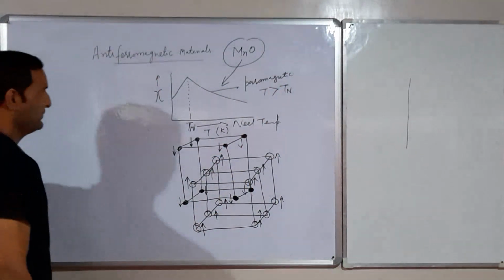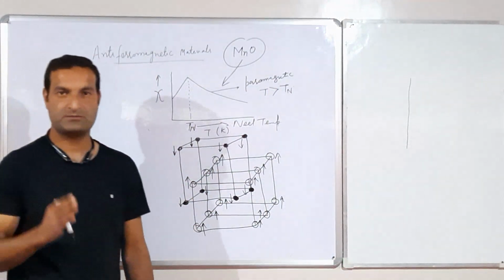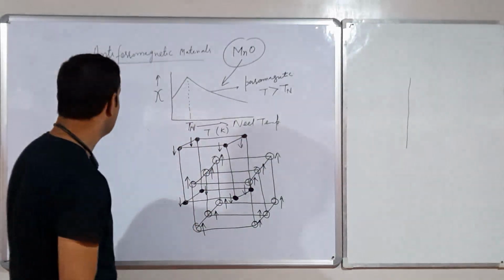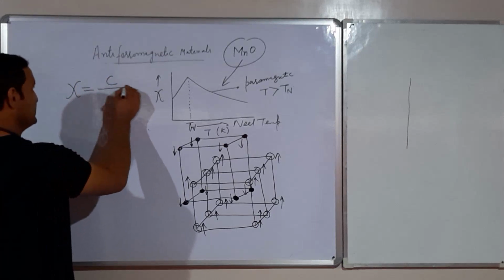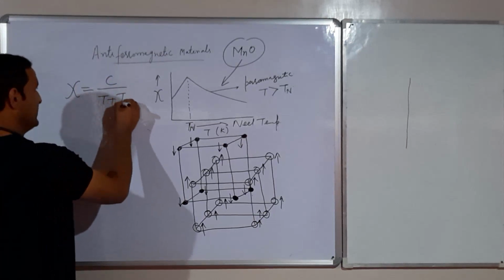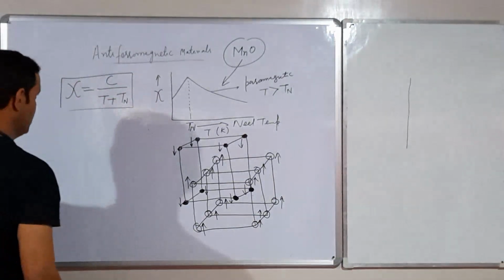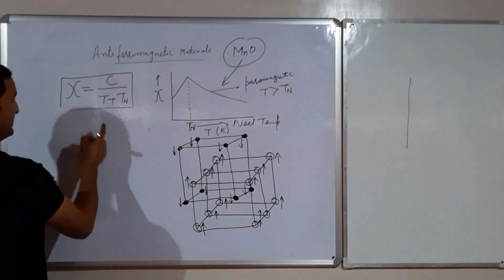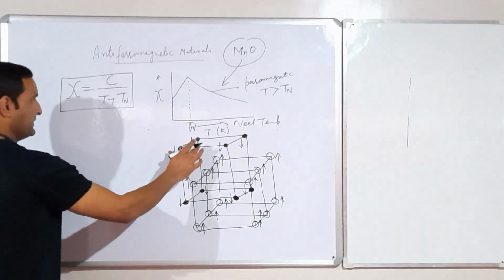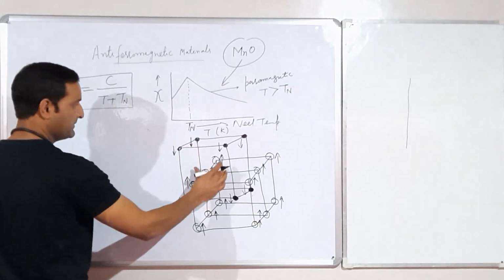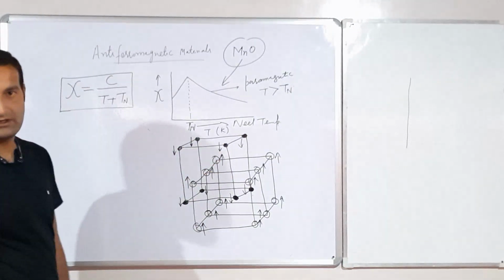Now we can calculate the magnetic susceptibility chi for these antiferromagnetic materials. That is, we have to derive chi equal to C upon T plus Tn, this relation. For doing this, we can take only the effect of nearest neighbors, and the effect of others will be small and can be neglected.